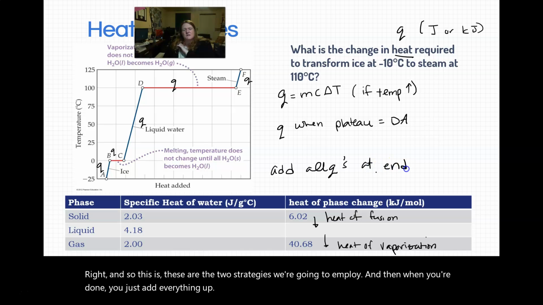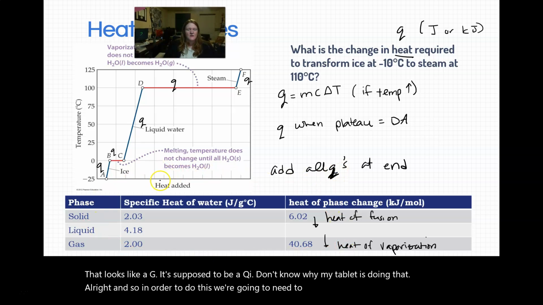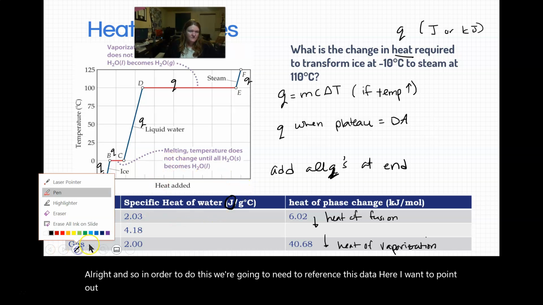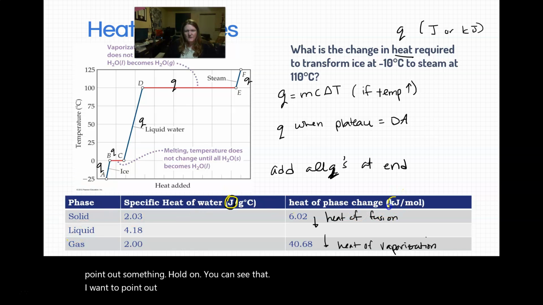I know that looks like a G. It's supposed to be a Q. I don't know why my tablet is doing that. It's a Q. All right, and so in order to do this, we're going to need to reference this data here. I want to point out something kind of important here. Our units don't match, so that's a hint.